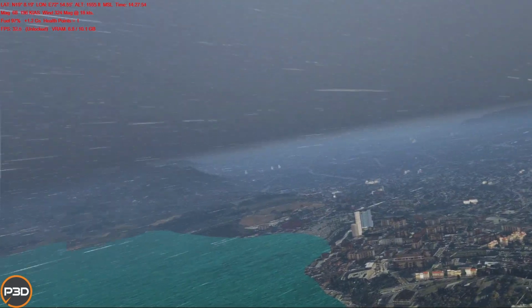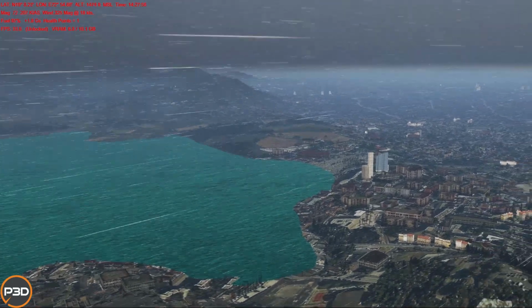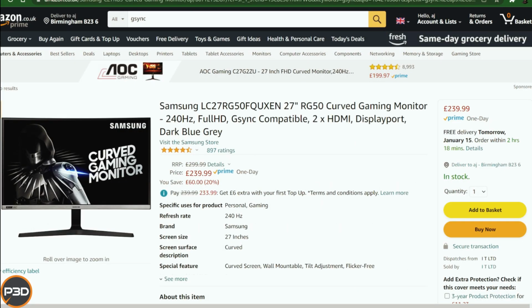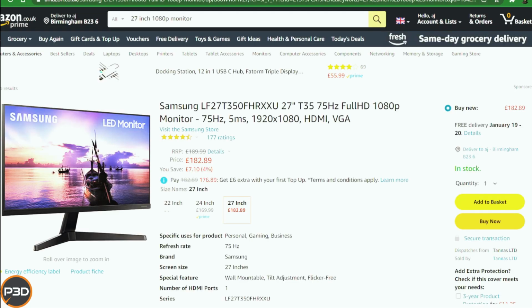Now, again, we've seen like one monitor price here. Let's look at another one, shall we? Samsung, okay, 27 inches again, 240 hertz, 240 quid. Right, well, that's a little bit better, to be honest, than the 480. But again, let's look at the same type of monitor, because this one's G-Sync compatible. We'll take out the G-Sync, and it's now down to 183 quid.